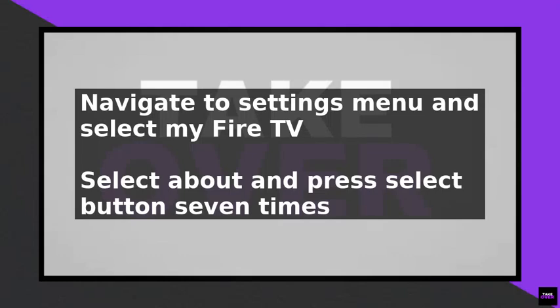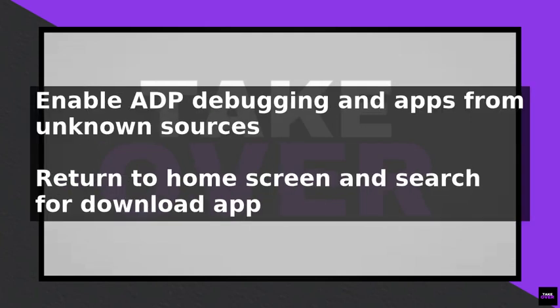To install Thunder TV on a Firestick, start by navigating to the Settings menu and selecting My Fire TV, then click on About. Quickly press the Select button, typically the middle button on the remote, 7 times until a message appears indicating that you are now a developer.